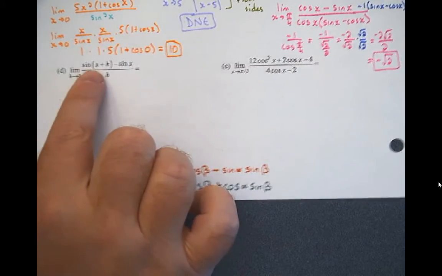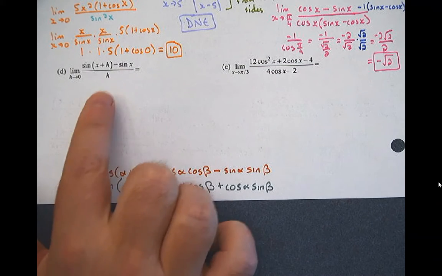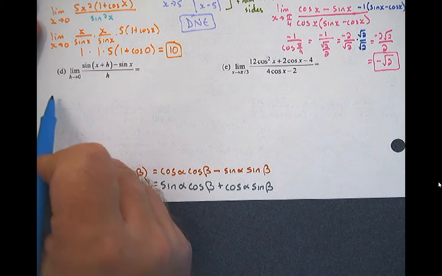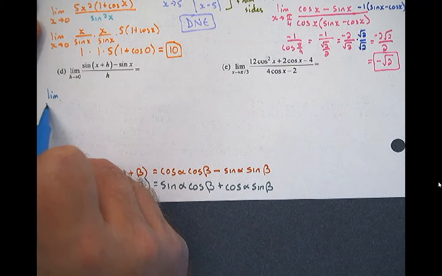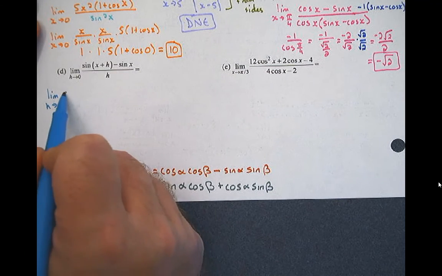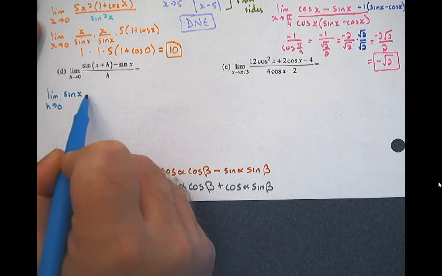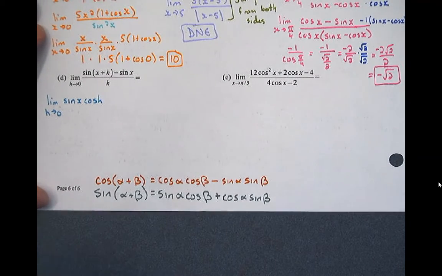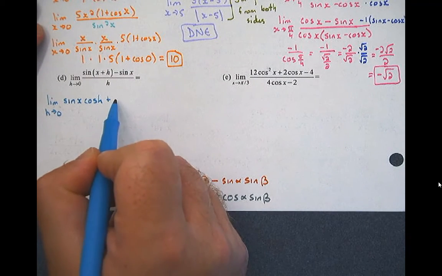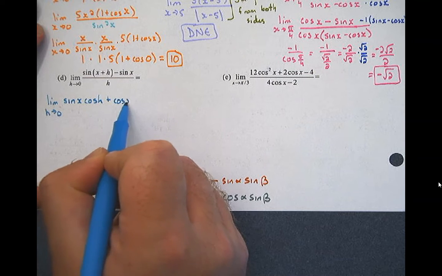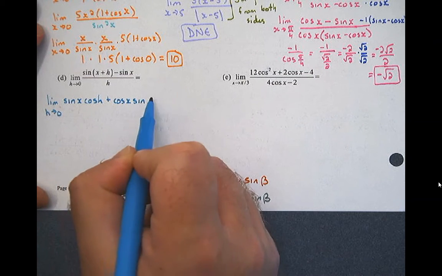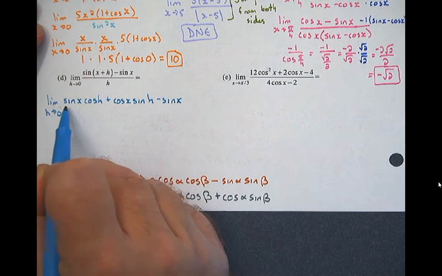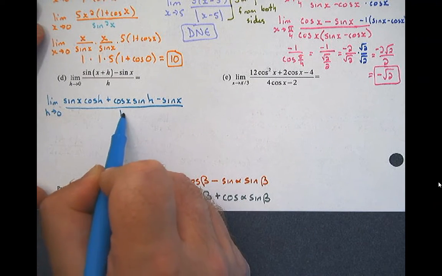So let's apply that now. Let's have you do your sine of alpha plus beta on that first piece. So that would be the limit as h approaches 0 of sine x cosine h, since sine of alpha switches to cosine of beta. Since they switch, this stays the same, and then we do the ones we haven't done yet: cosine of x, sine of h, minus sine of x, all over h.